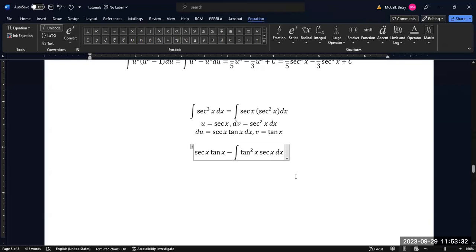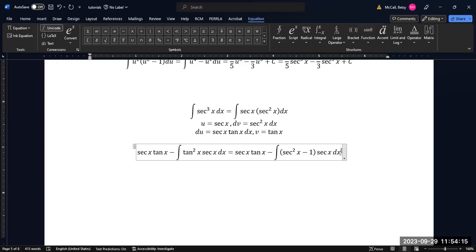Now, the way that we're going to proceed is we're going to change our tangent squareds back into secants. I'll turn that into that, and this is going to be replaced by solving our Pythagorean identity for tangent squared. This is going to be secant squared minus 1. That seems self-defeating, but it's actually what's going to help us break out of this.